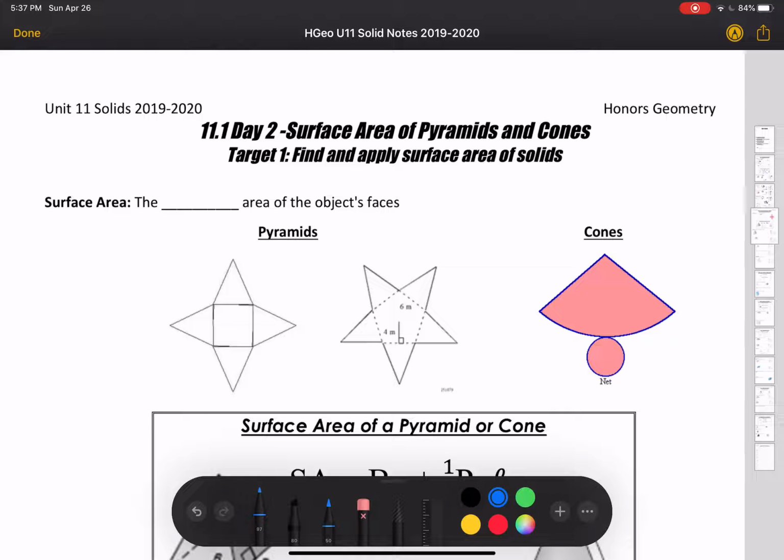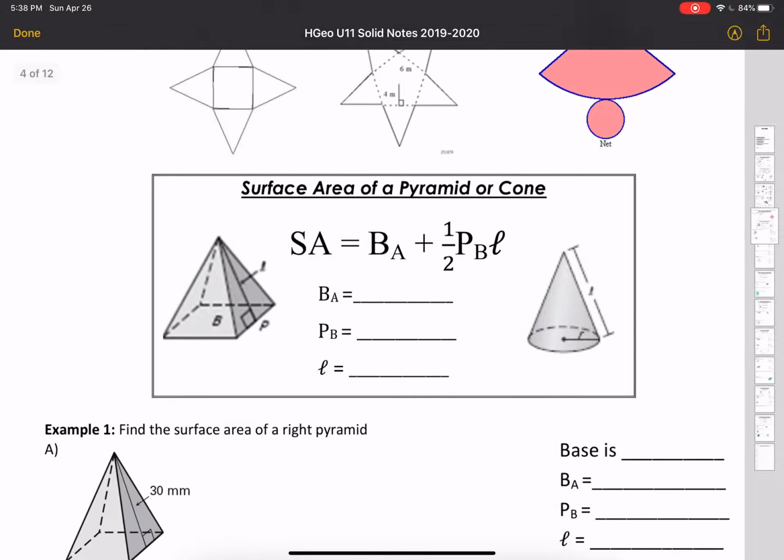Hey there, so the next video is going to involve surface area of pyramids and cones. So recall that surface area refers to the total area of the object's faces, but what makes pyramids and cones different is that it's not rectangles that surround our bases now. There's only one base, and what surrounds it are triangles. So we have a new formula here.